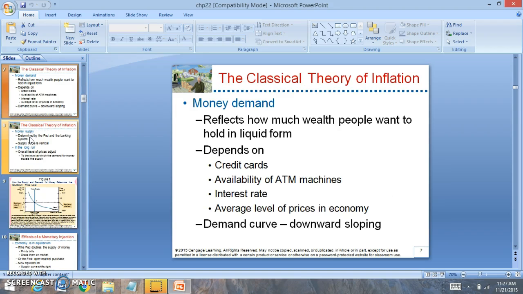When we look at the classical theory of money, it's going to be dealing with the equation MV equals PY, where money times velocity equals price times output. And that equation will be very important.